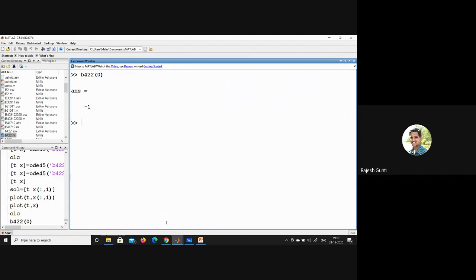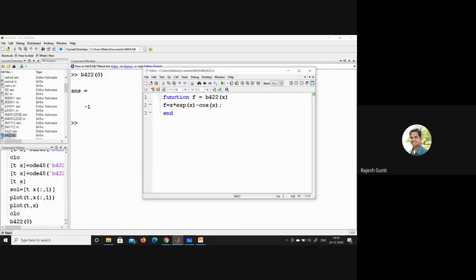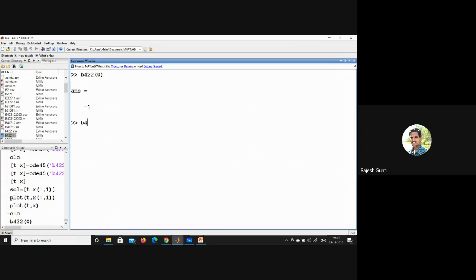If you substitute x is equal to 0 in this equation, cos 0 is 1, so this entire value is 1 minus 1 minus 1, that is the output. Output is displayed as minus 1. B422 of 1, what is the value?